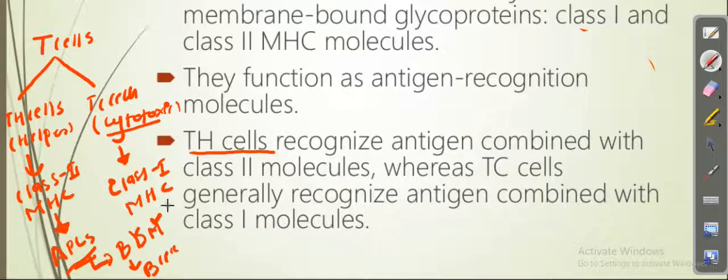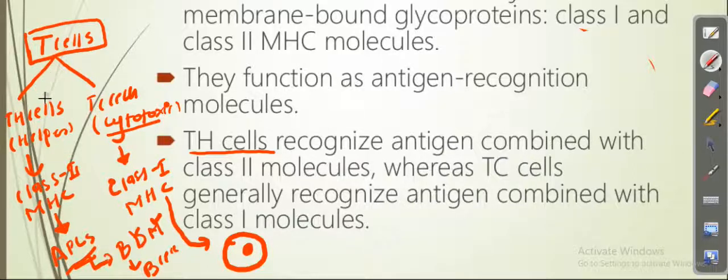And what about this class 1 MHC? So basically class 1 MHC is generally found in all the nucleated cells. Okay. So what we have seen till now, there are T cells, TC cell and TH helper cell, and TH helper is recognized by the MHC class 2 which are present on the antigen presenting cells, and TC cell is a cytotoxic cell. The antigen is recognized by the MHC class 1, and it is found in all the nucleated cells. Okay.